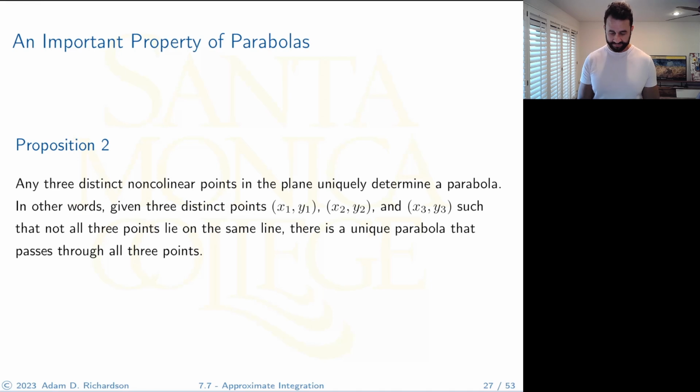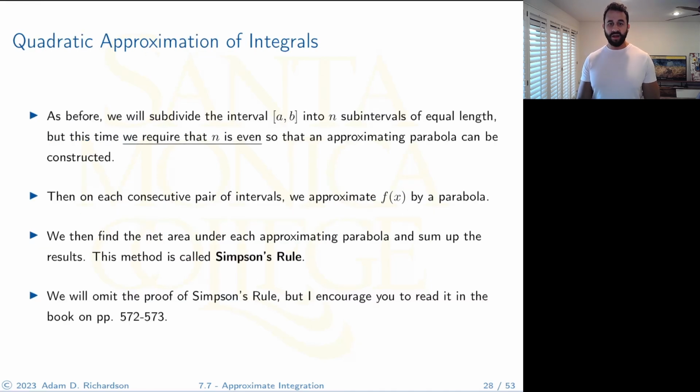Keep that in mind. All right, so we're going to do a quadratic approximation of integrals through a quadratic approximation of functions. So the setup is the same as before. We're going to subdivide the interval up into n equal subintervals. But this time we have to require that n is even. So this is the one difference here. We need n to be even so that we have those 3 distinct non-collinear points.